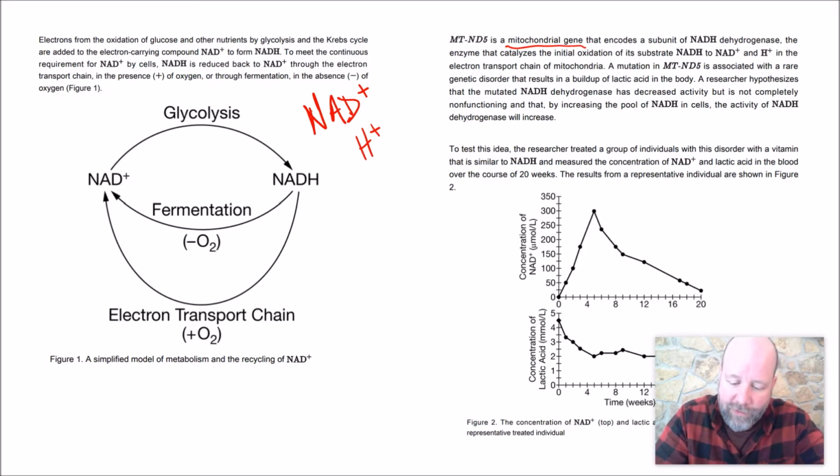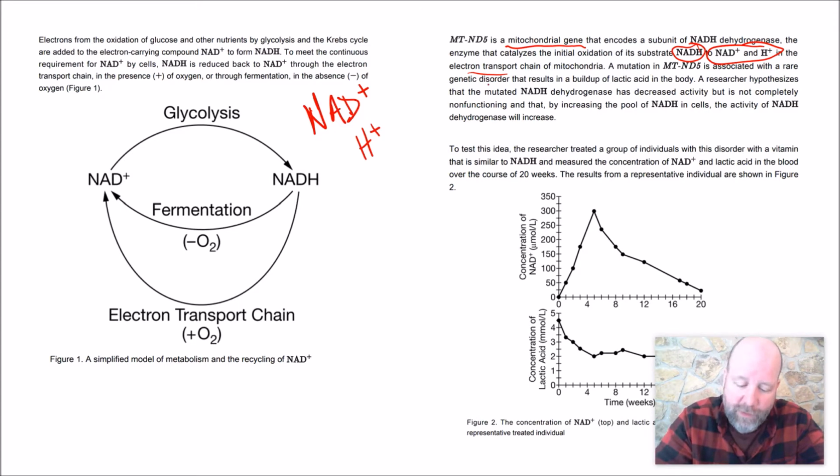It's in the mitochondria. So this mitochondrial gene codes for a subunit of NADH dehydrogenase. The enzyme catalyzes the initial oxidation of its substrate. So it turns this guy into these guys. That's what this says, in the electron transport chain in the mitochondria. Okay, so now we know where this is. It's that first guy that takes the electrons from the NADH.